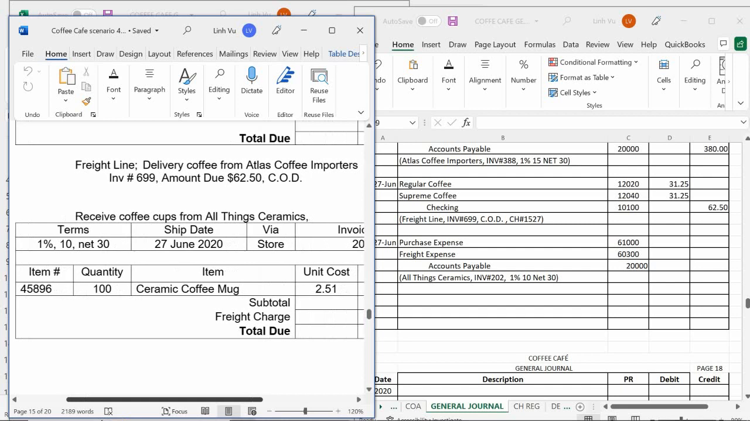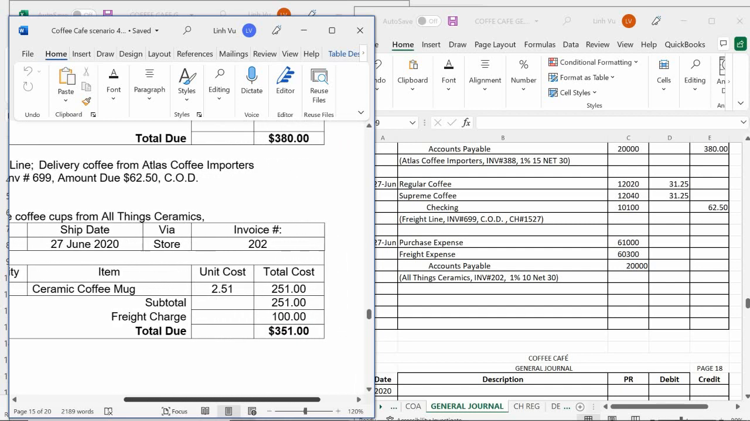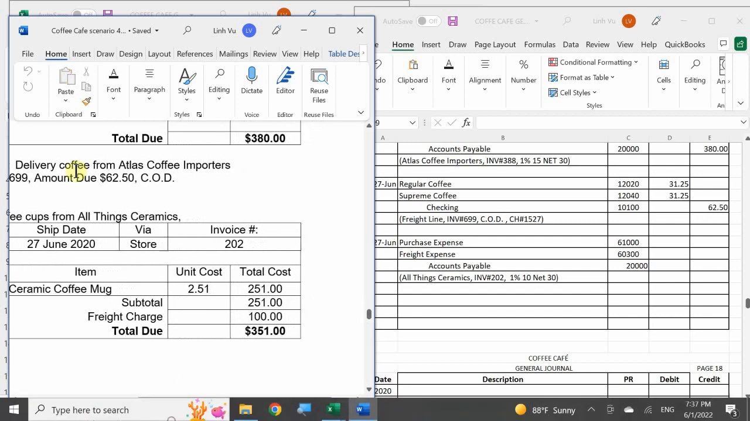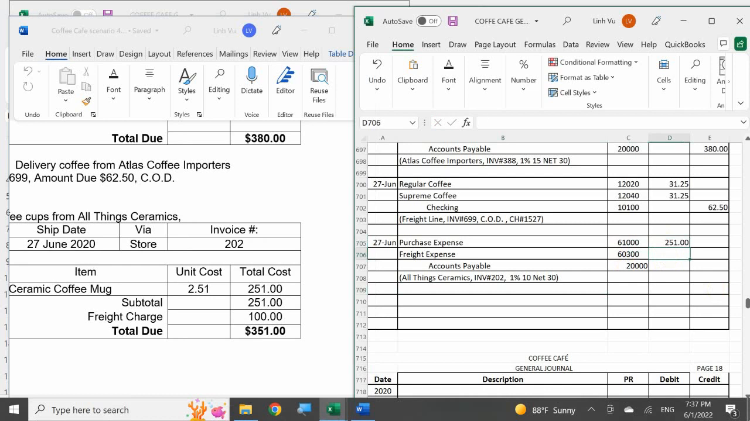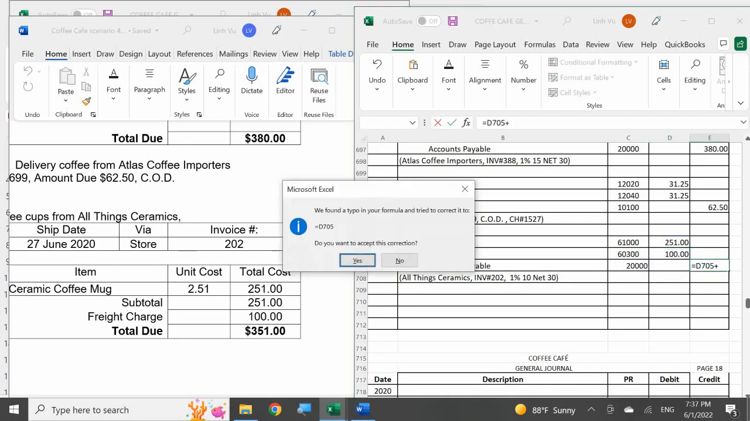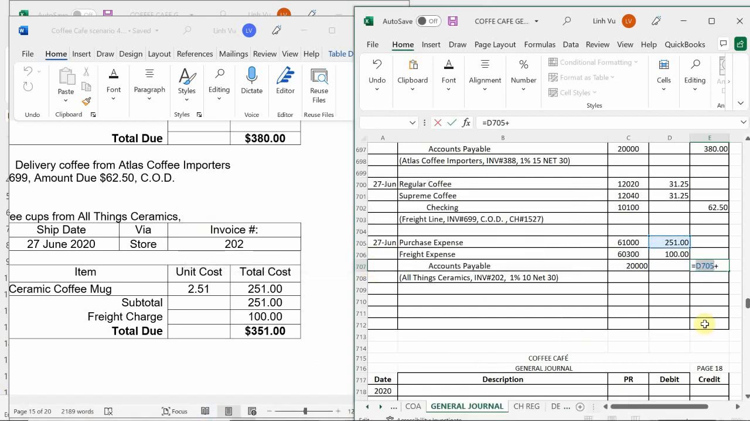Okay, so here we received 100 ceramic coffee mugs at $2.51, which gave me a grand total of $251, plus $100 of freight gave me a grand total of $351. Okay.